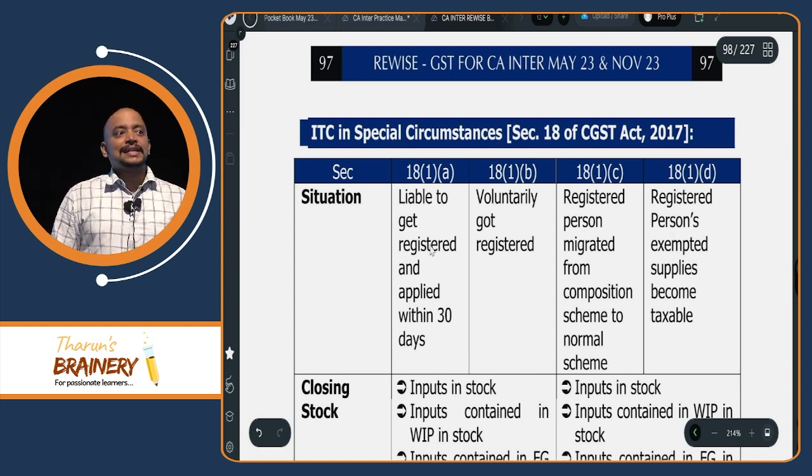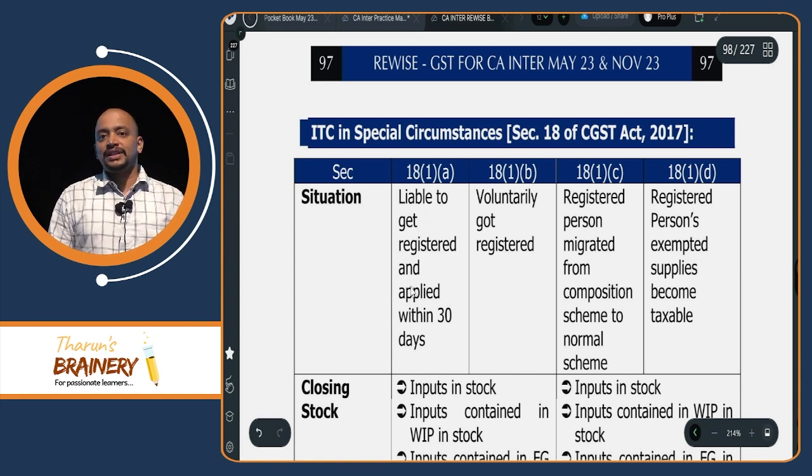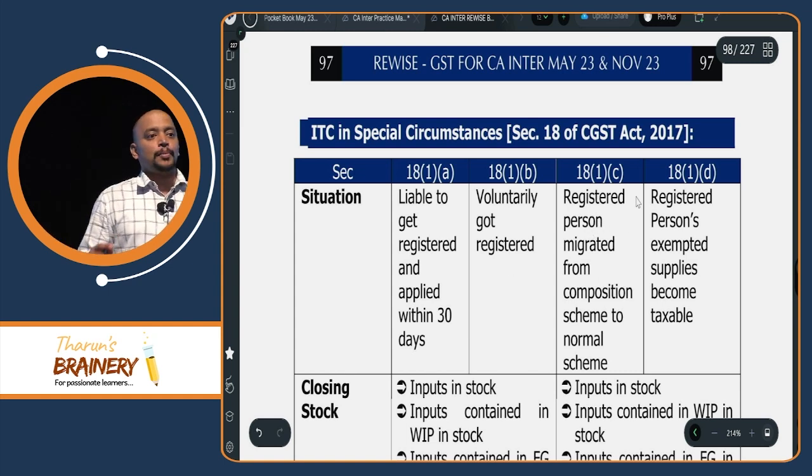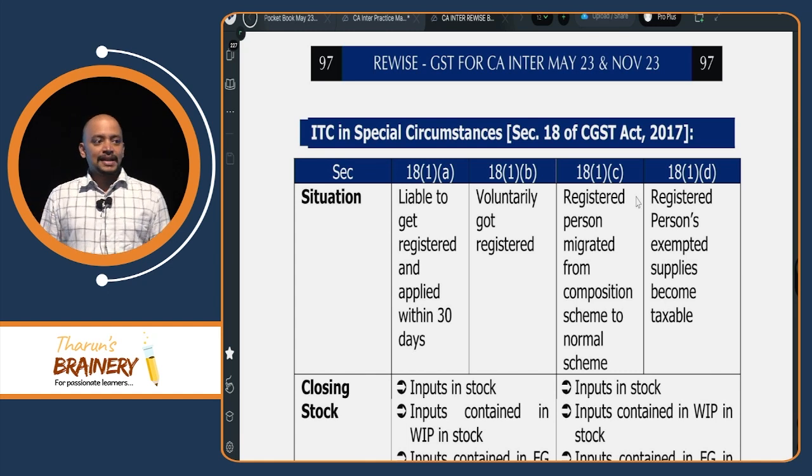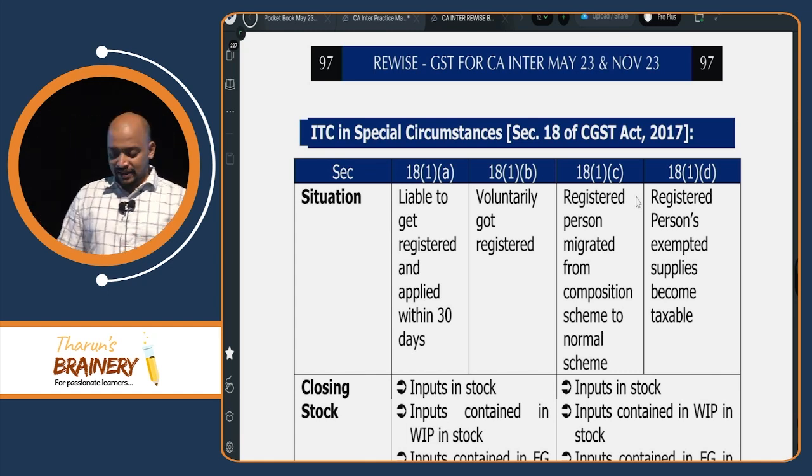18(1)(a), a person is liable to get registered and they made application for registration within 30 days. 18(1)(b), voluntarily a person is getting registered. 18(1)(c), registered person migrated from composition scheme to normal scheme. 18(1)(d), registered person's outward supply which was exempted, now it became taxable.